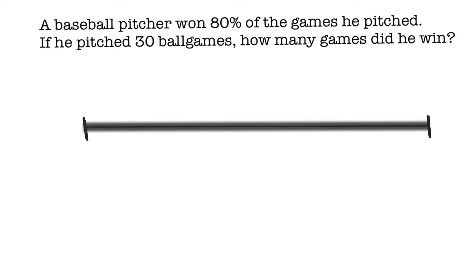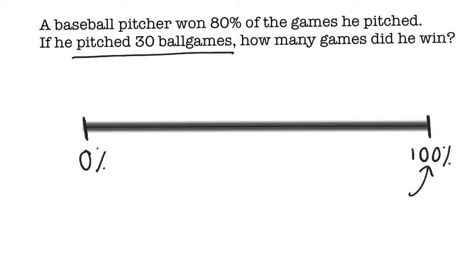So on this side, we're going to put 100%. So this would be 100% of the games he played, where this would be 0%. So if he won 100% of his games and he had a total of 30 ball games, he would have won 30 games. But we are looking for 80%. So we're going to put 80% right here.